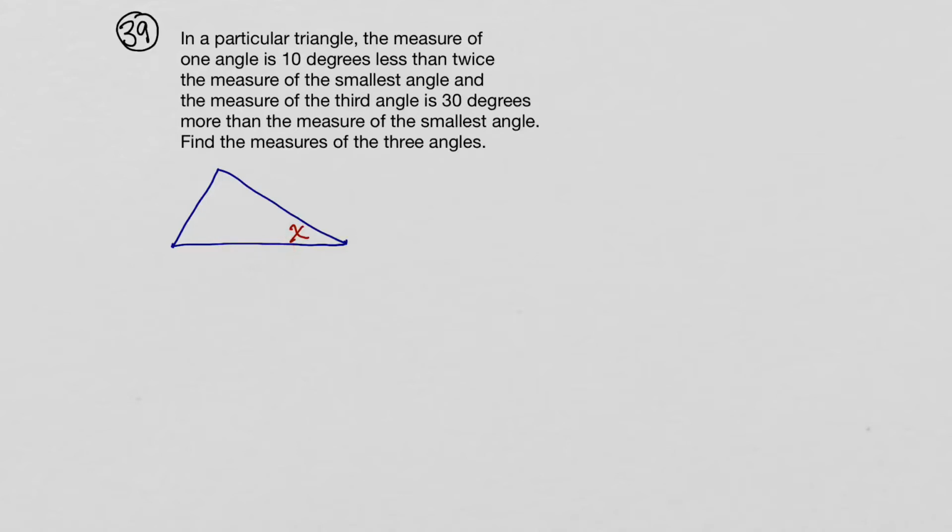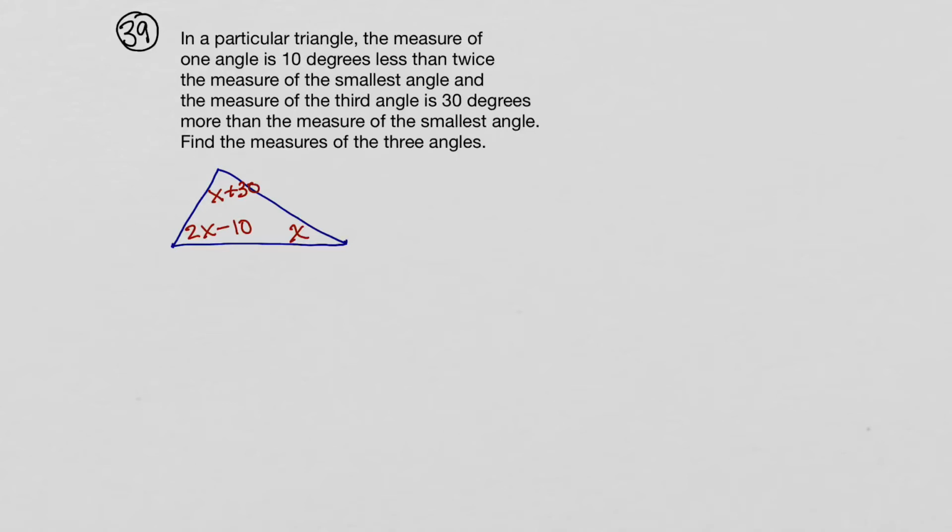So there's that "than" again. So here's twice that angle, and we want 10 degrees less. So this represents 10 less than twice this one. And then we're told that the third angle is 30 degrees more than the measure of the smallest angle. So what's coming after "more than" is the smallest angle again. There it is. And this third angle is 30 degrees more than this. So let's indicate that. So this is going to be x and 30 more.